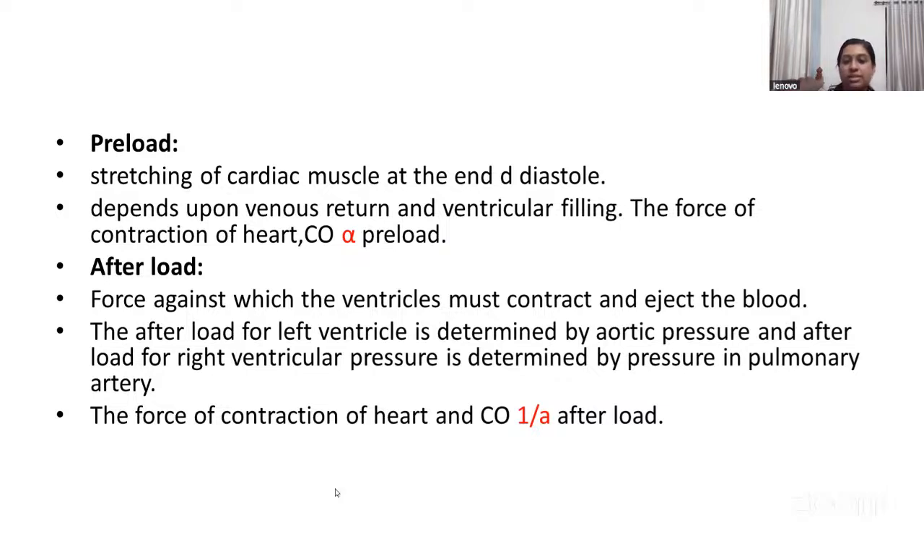That is what we call afterload. So, in old age, with narrowing of the arteries, the ventricle has to exert more pressure for the pumping of blood to different vessels. That is what we call afterload. The afterload for the left ventricle is determined by the aortic pressure, and the afterload for the right ventricle is determined by the pressure in the pulmonary artery. Also, the force of contraction of the heart and cardiac output are inversely proportional to the afterload.